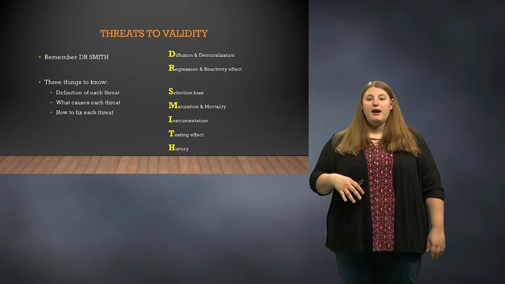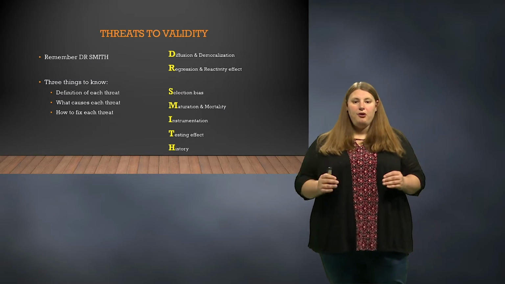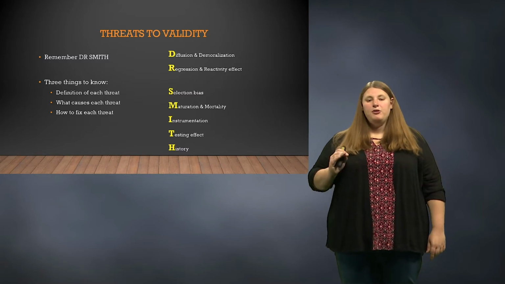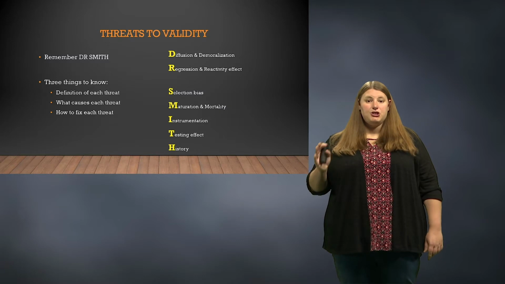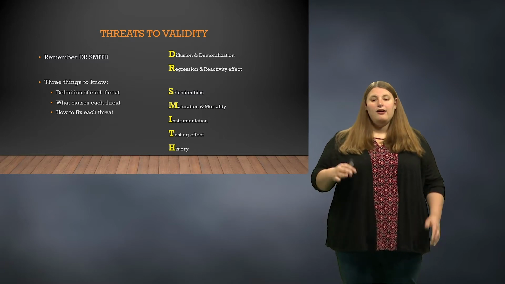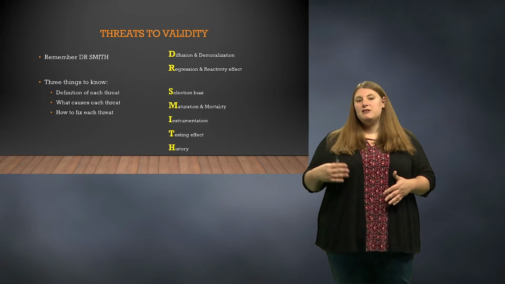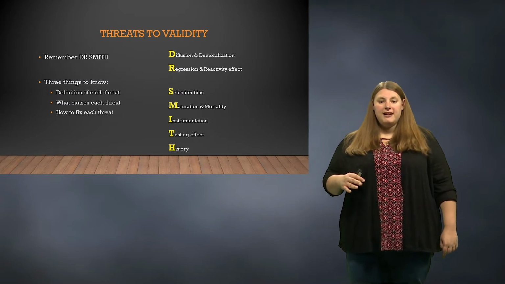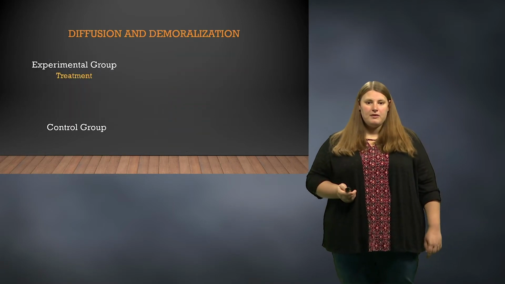Your textbook describes a number of different threats. For the purposes of this course, I'm going to focus on a few select ones. For each threat to the validity, you need to understand what the threat means, what experimental design decisions create the threat, and what experimental design decisions can eliminate or at least reduce the threat from occurring. I've organized all of these threats into the acronym Dr. Smith. So let's start with D.